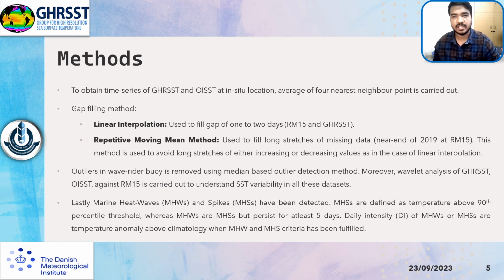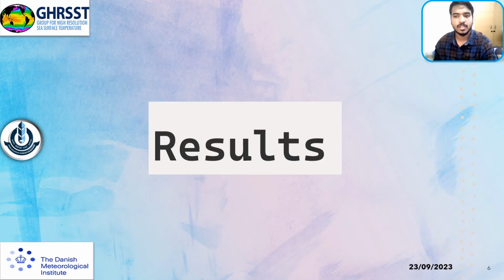Moreover, wavelet analysis of GHRSST and OSST against RM15 has also been carried out to understand the SST variability in all these datasets. And lastly, marine heat waves and marine heat spikes have been detected. Marine heat spikes are defined as the temperature above the 98th percentile threshold, whereas MHWs are marine heat spikes that persist for at least 5 days. Daily intensity is the temperature anomaly above climatology when the MHW and MHS criteria have been fulfilled. Now we will proceed to the results of the study.